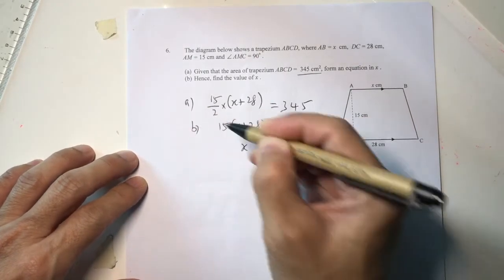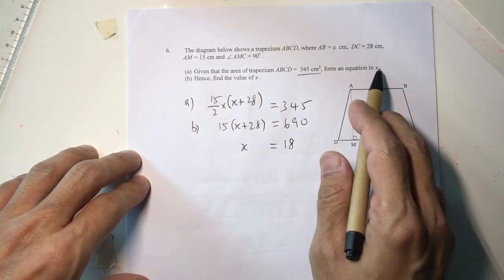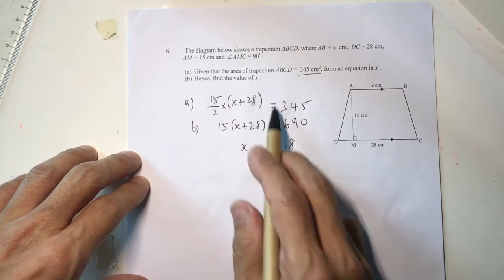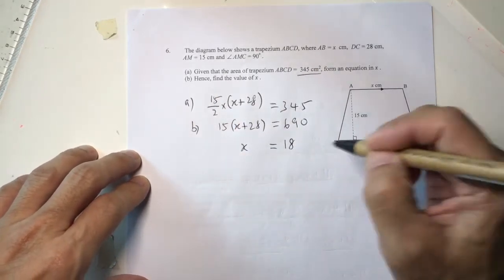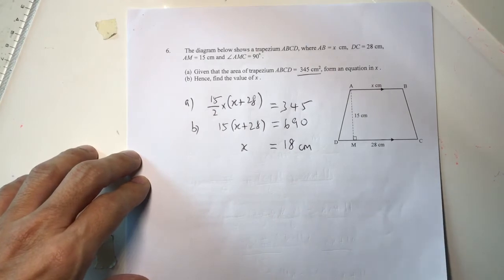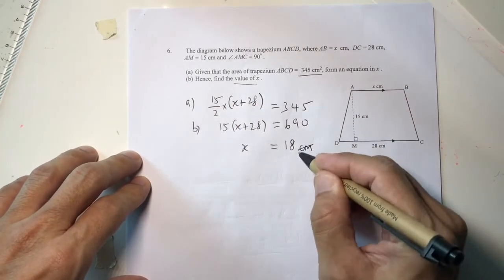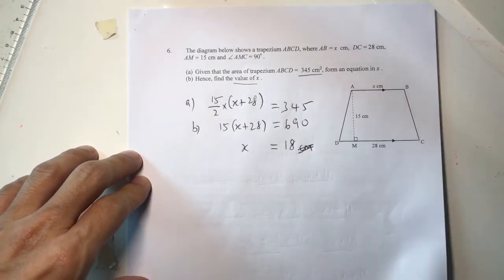The first part is to form the equation in x. The second part is to solve the equation, which gives you x equals 18 cm. Since it asks for the value of x, we cannot put any unit.